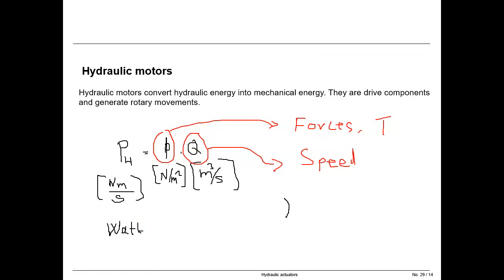So we reduce the cross section of the line. This is the line. We reduce the cross section and we can adjust it like this, shown by this arrow. And this is the valve, which means we can reduce the cross section of the line. And by reducing the cross section, we reduce the flow rate. And if we reduce the flow rate, we reduce the speed. So this is for the restrictor.